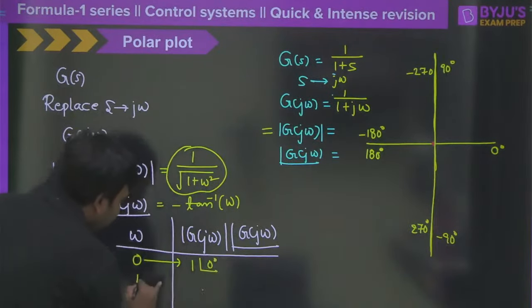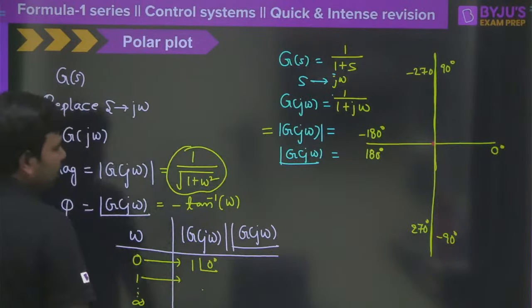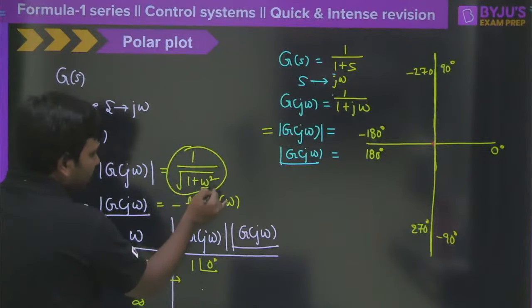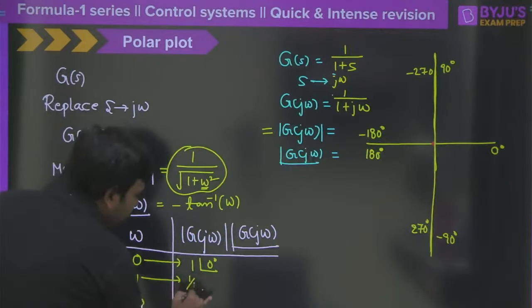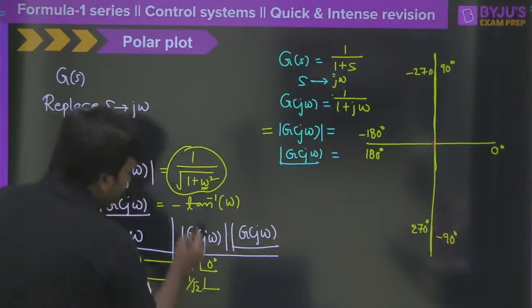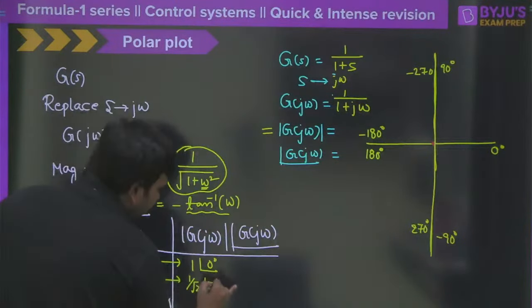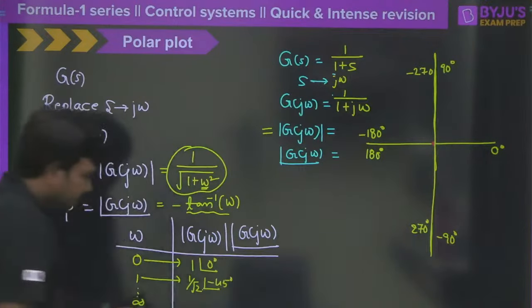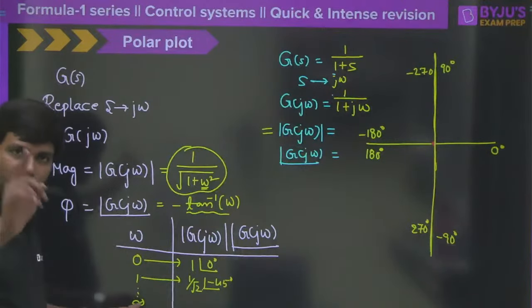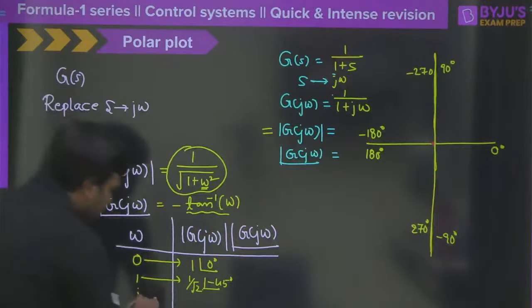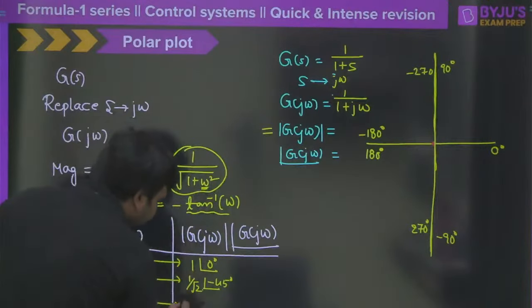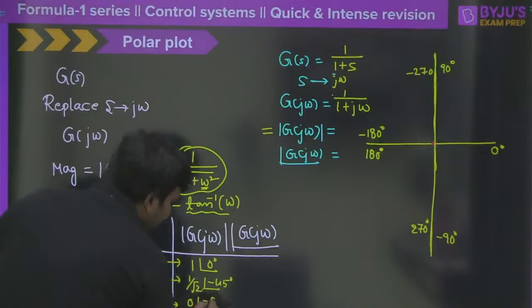And when you keep omega is equal to 1, what are you going to have? Substitute omega is equal to 1 here. Then it will become 1 by root 2. And what is the phase? Tan inverse of 1, that is 45. Minus is there, minus 45. Now relax. The third vector is what? I have told you to take omega is equal to infinity. If you take omega is equal to infinity, then the magnitude will become 0. Phase will become minus 90 degrees here.